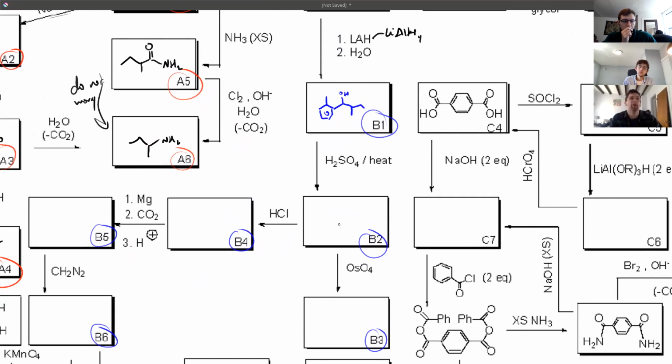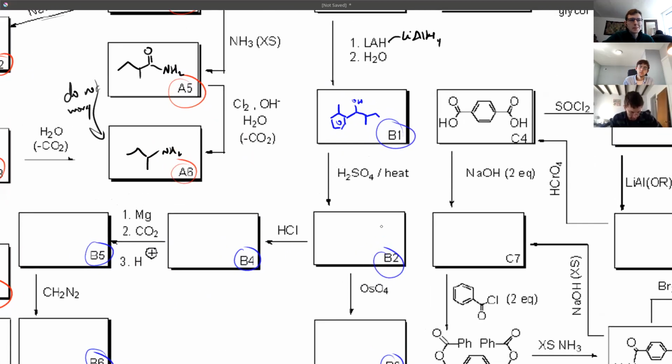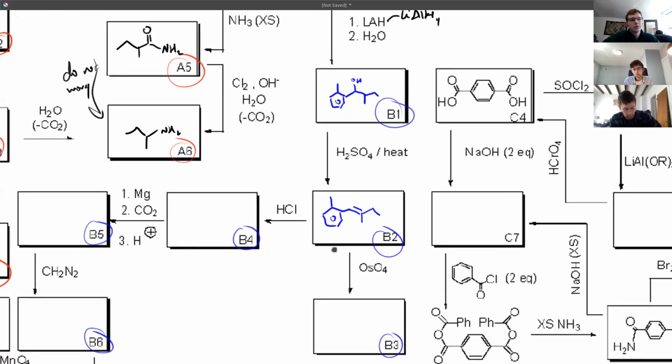Right. Okay, so alcohol in acidic conditions with heat. Won't that just take off the alcohol? It protonates the alcohol to water, which makes a good leaving group. So it leaves, and what does that make? An alkene? Yeah, there we go. Exactly. So we have an alkene now.